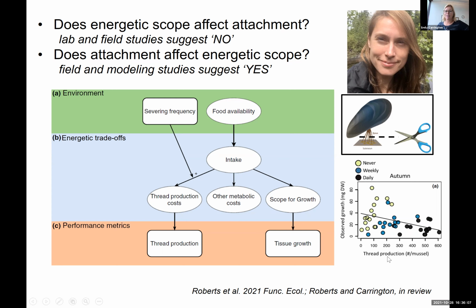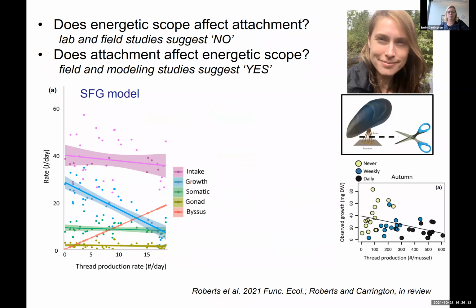So Molly came in and used this empirical data to develop a model, specifically a scope for growth model. I'm not going to go into the details of that. It's definitely in this paper, all the equations that she used. But graphically, this is how it worked. In pink, what we have is the energetic intake that the mussels had. This is related to how much phytoplankton was in the water column.